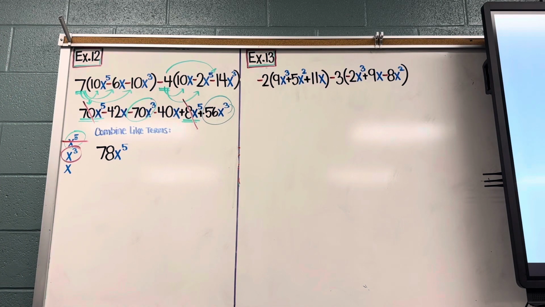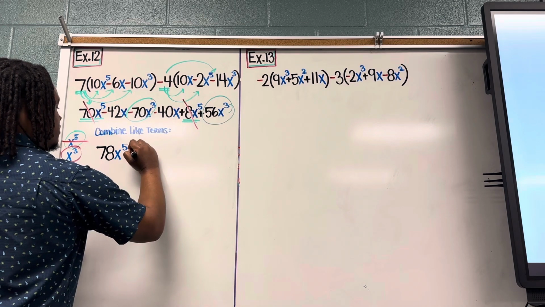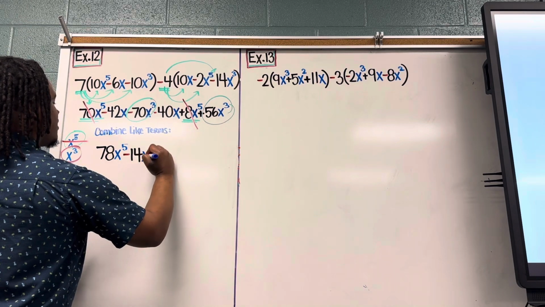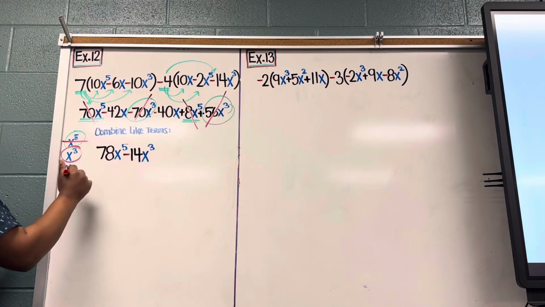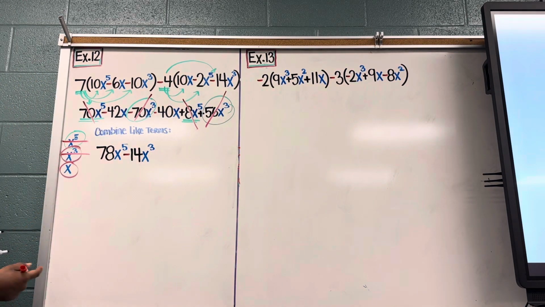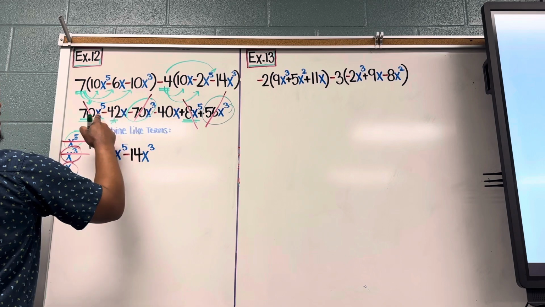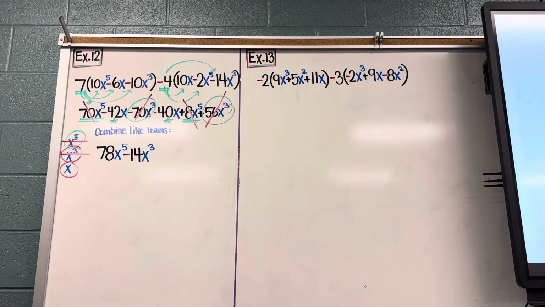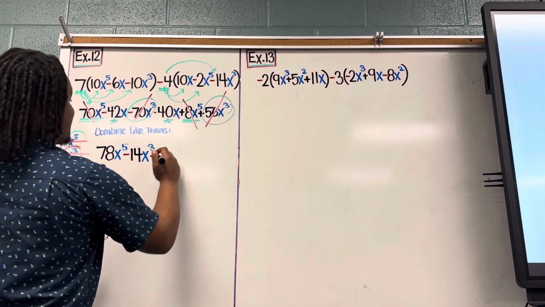-70 plus 56 is a negative 14. So it's going to be a negative 14x to the third power. All right, I can cross those out. And then the last group that I have, guys, is just x, or x to the first power, right? And the two values that I have are a negative 42x and a negative 40x, right? Negative 42 plus a negative 40 is a negative 82. So that's going to equal out to minus 82x.